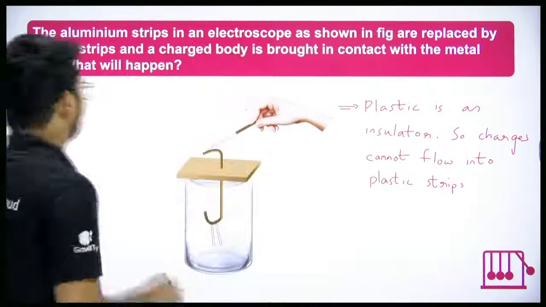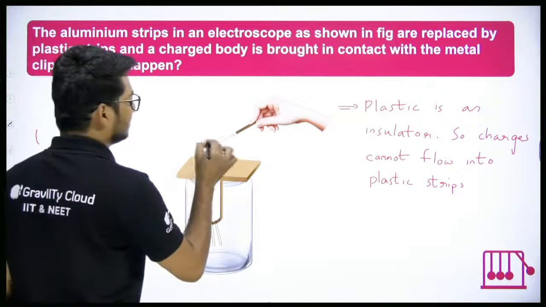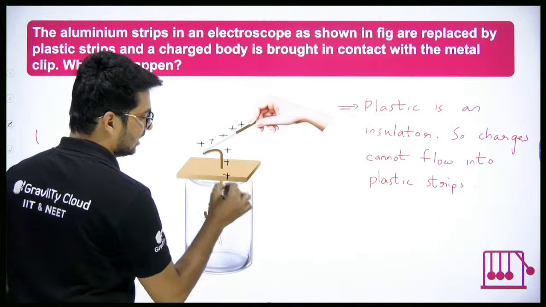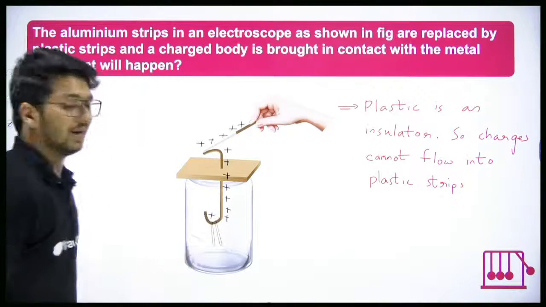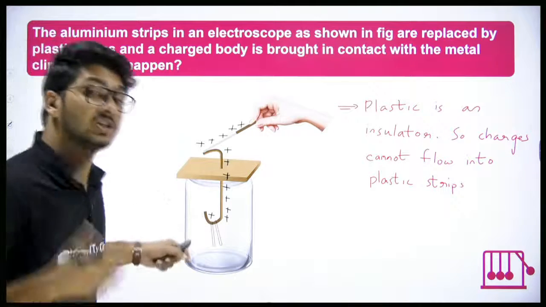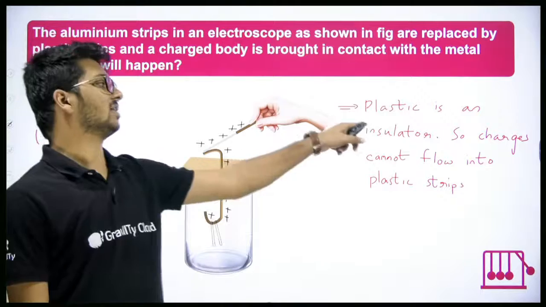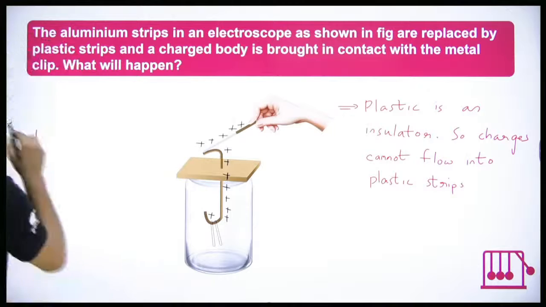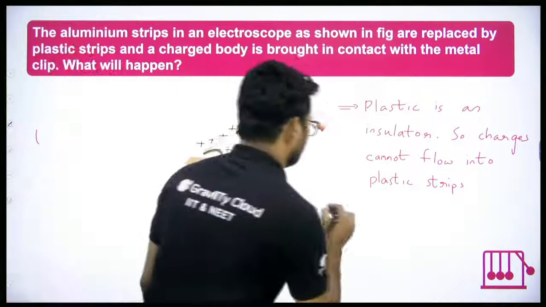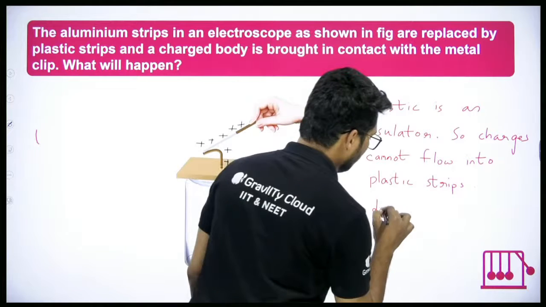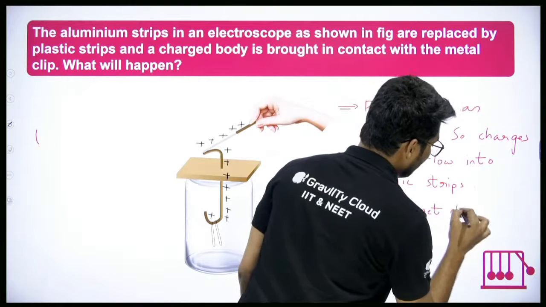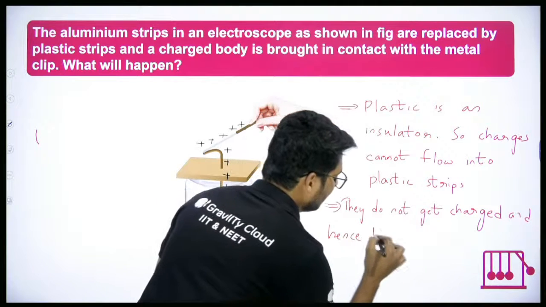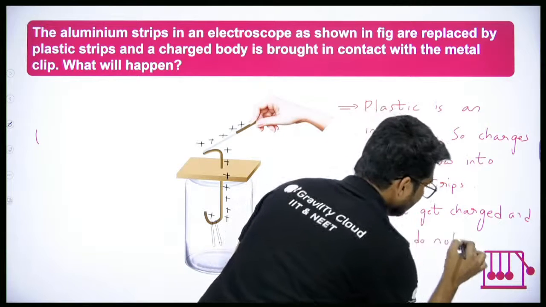That means, see here, if the body is charged, if this is charged positive, let's say positive charges flow, then this rod becomes positive, yes, charges flow, good enough. But the charges cannot flow into plastic strips. Why? Because plastic is an insulator. Charges cannot flow into them. They do not get charged, and hence they do not repel each other.